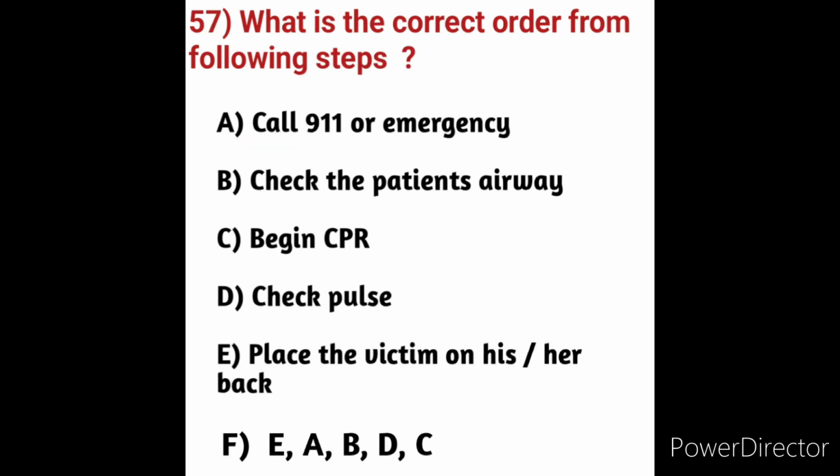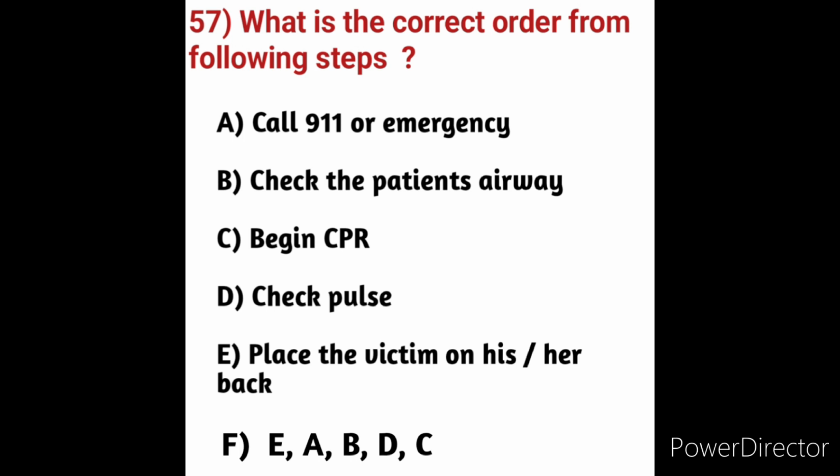What is the correct order from the following steps? Here in first aid, in an emergency situation, we have to follow steps. Option A, call 911 or emergency. Option B, check the patient's airway. Option C, begin CPR. Option D, check pulse. Option E, place the victim on his or her back. Option F, E, A, B, D, C.